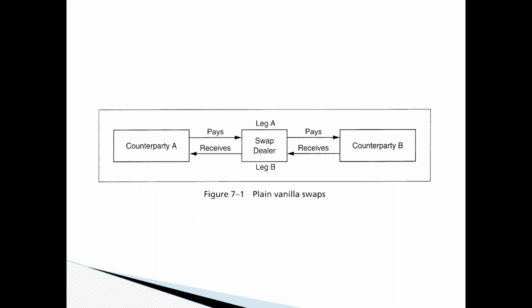There's a dealer who brings two parties together. One party pays one set of cash flows, the other party receives and sends another set of cash flows. So basically, two sets of different cash flows are exchanged. The swap dealer is sitting in between and taking a small commission for bringing the parties together. Is that clear, students? Have a look at that diagram. I'll be going through some numerical examples. At that point, you will understand.